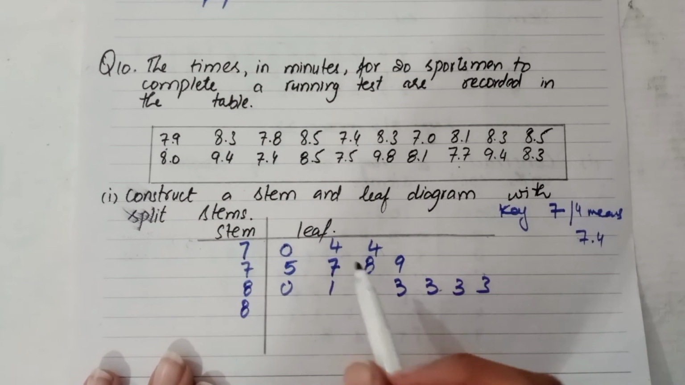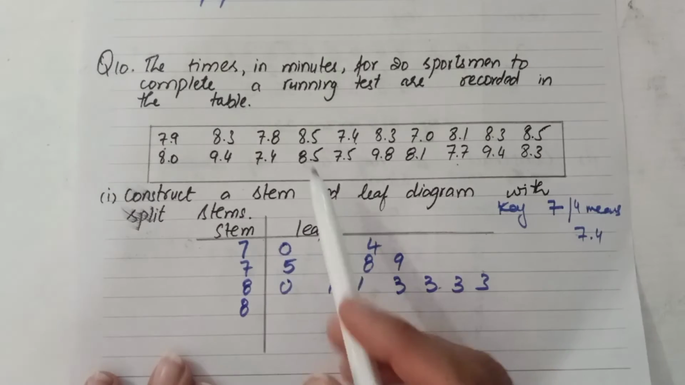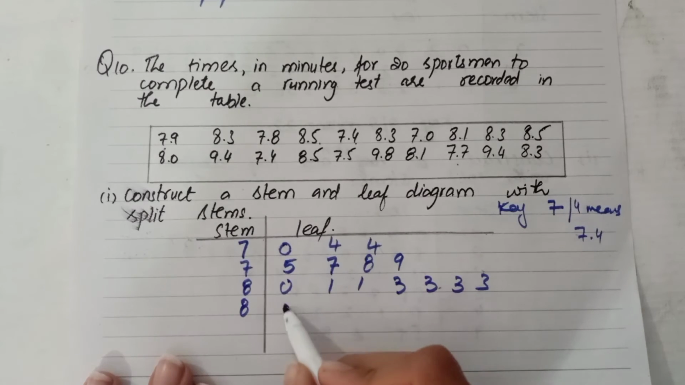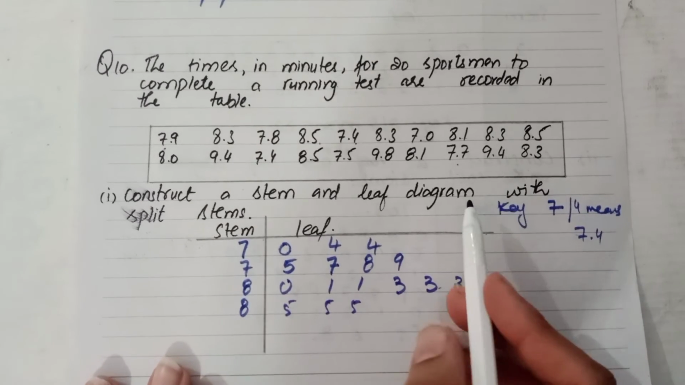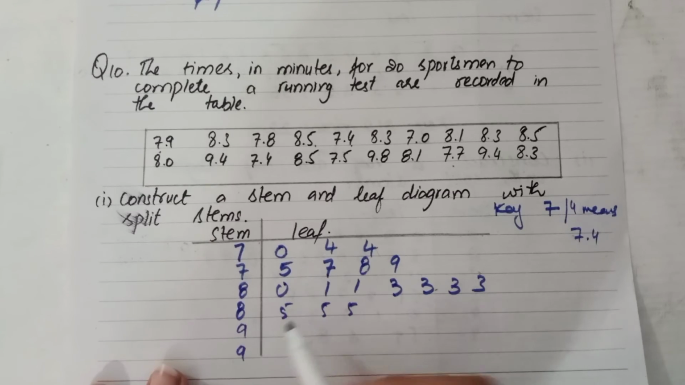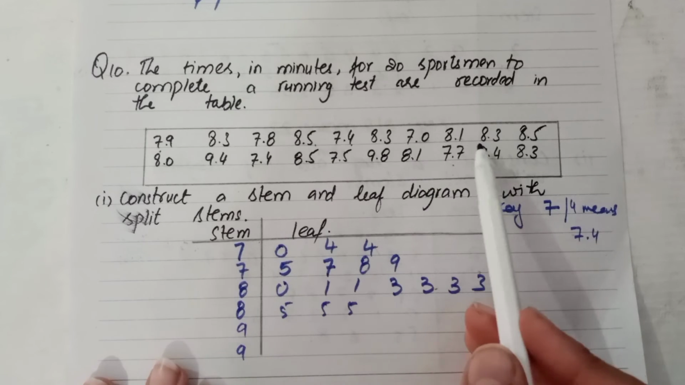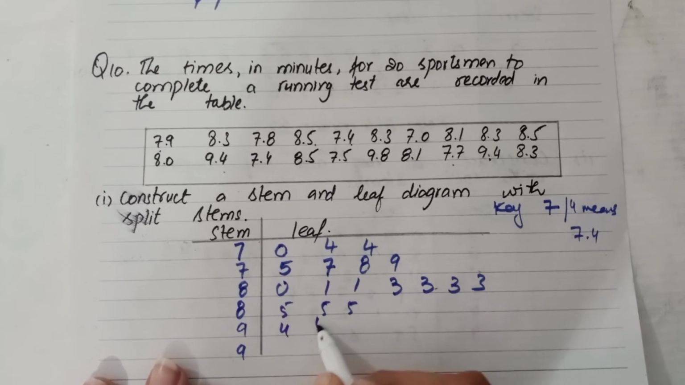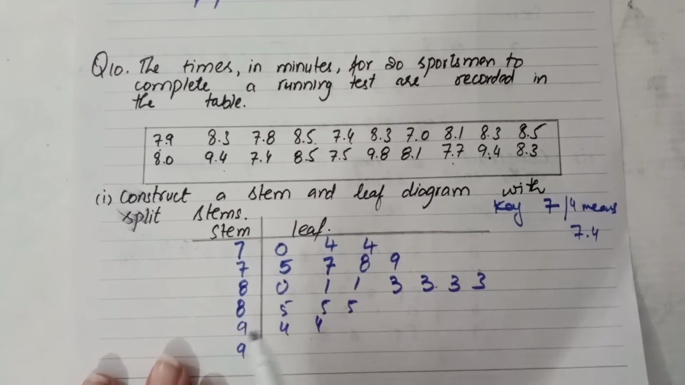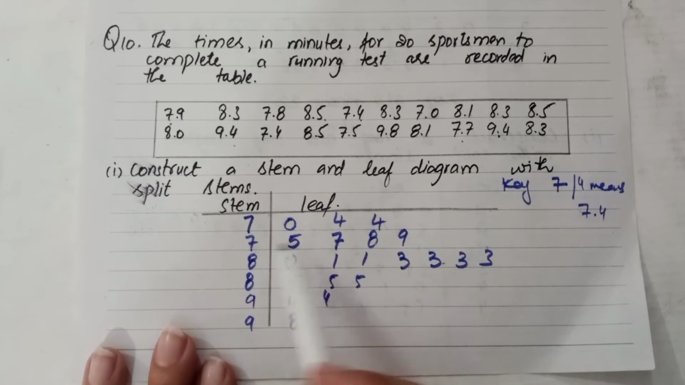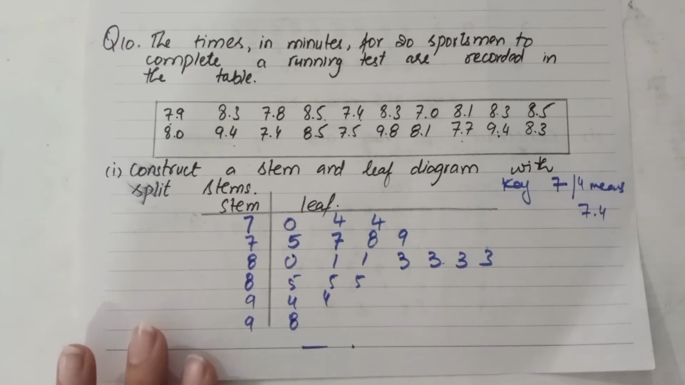Now in the other stem of 8, we have to write 8.5, 1, 2 and 3, 3 5. Now 9, and in 9 from 0 to 4, 9.4, 9.4, two fours, and only 1 8 in the other. Now students, we write the stem and leaf diagram. We construct a stem and leaf diagram with split stems, and that is part number 1.